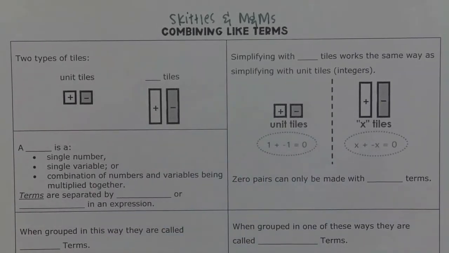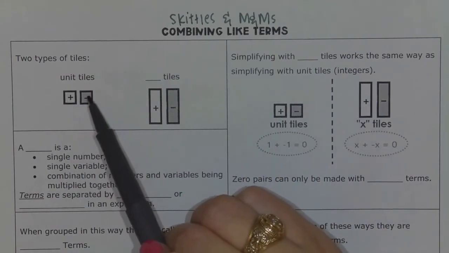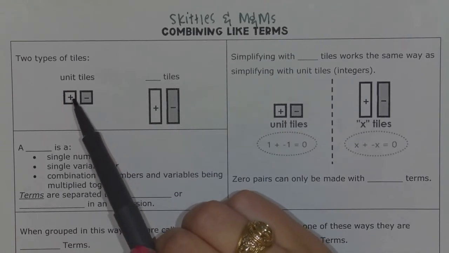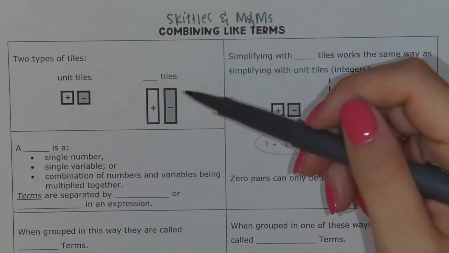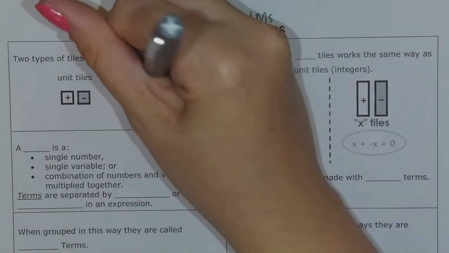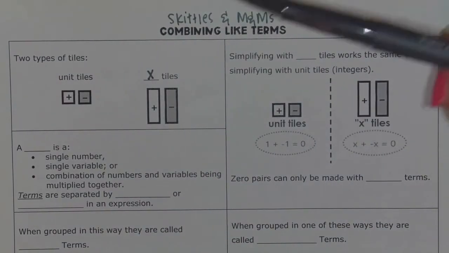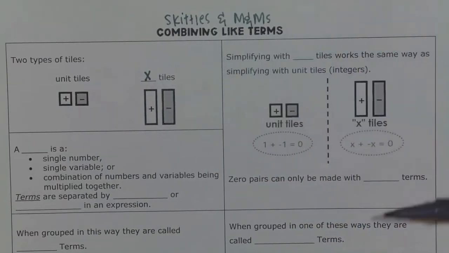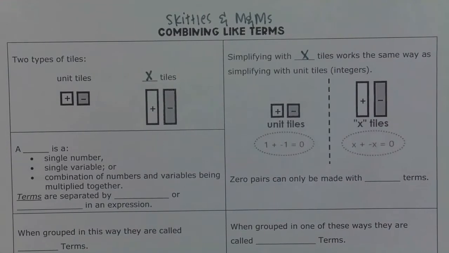So we have two types of tiles that we will use. Our tiny tiles are called unit tiles. So we have positive and negative unit tiles. These will always look like squares or circles. It kind of just depends on what the person decides to draw. But these longer rectangle tiles are what we call X tiles. Remember, X is just a variable. It's representing an unknown number. But just like you can have a positive and a negative unit tile, you can also have a positive and a negative X tile. And here's the good news. Simplifying with X tiles works the exact same way as simplifying with our unit tiles.